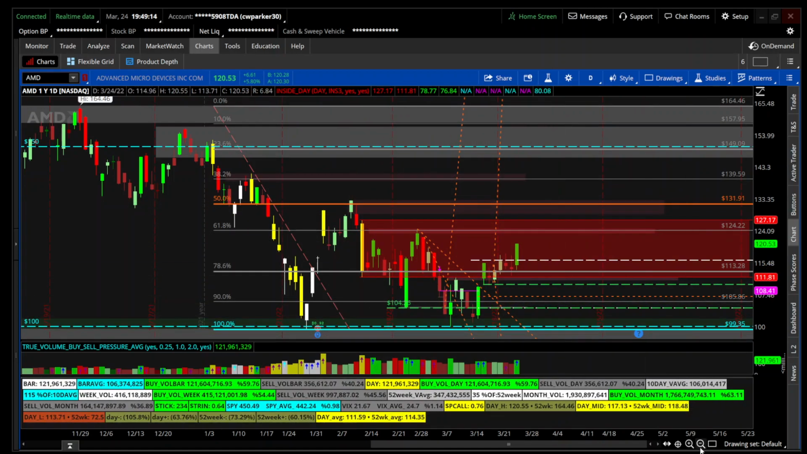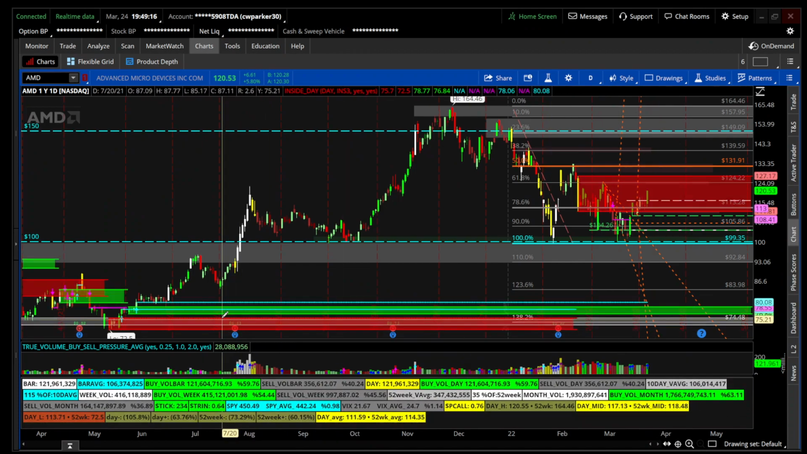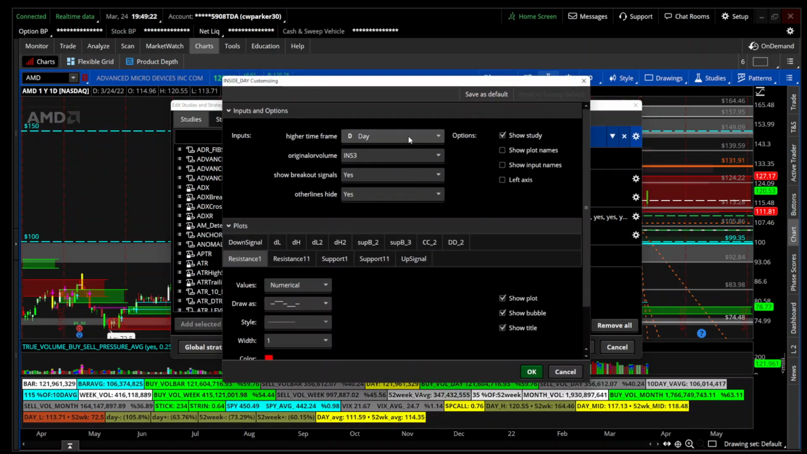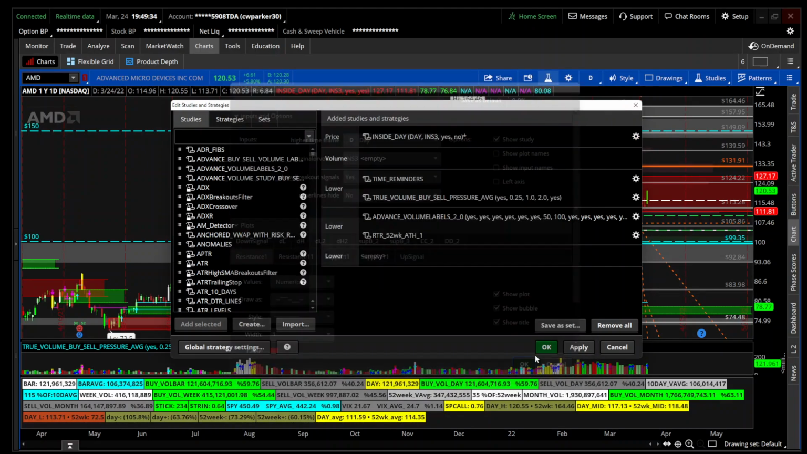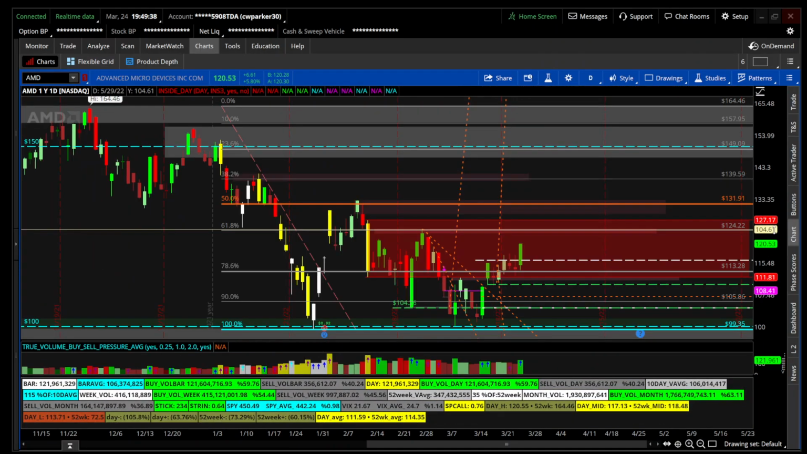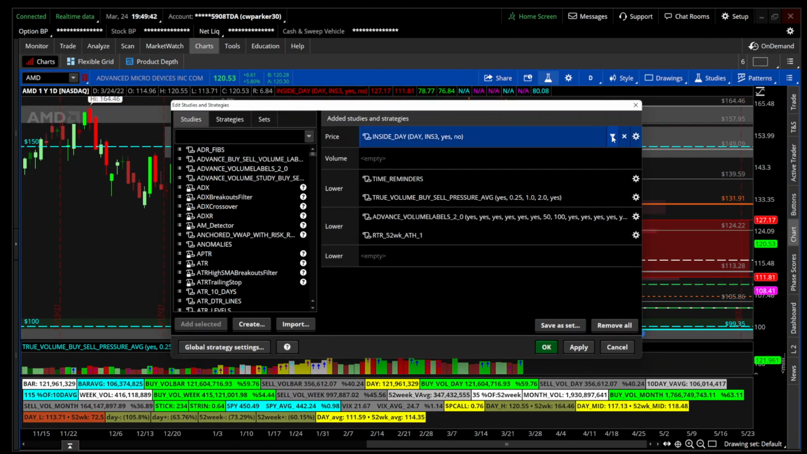So this is the indicator, and like I said, I'm calling it the inside day indicator, and that's basically what it does. You have the option to switch between time frames. You have the original version or the volume version. Show breakout signals, and also I forgot to show you this as well. So these other lines show you the past areas of where bars were traded inside other bars.